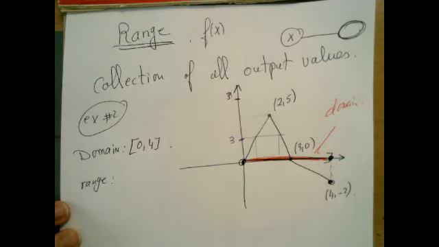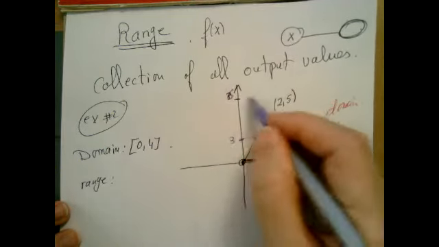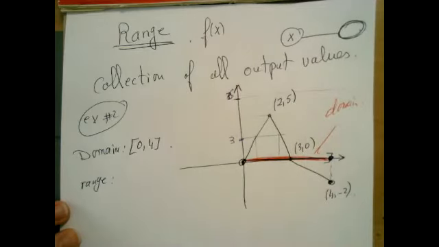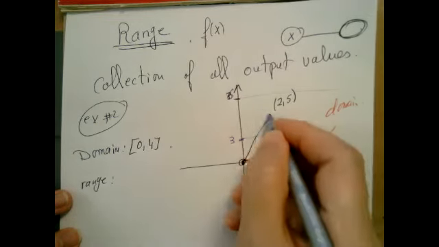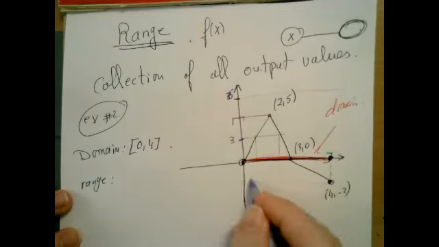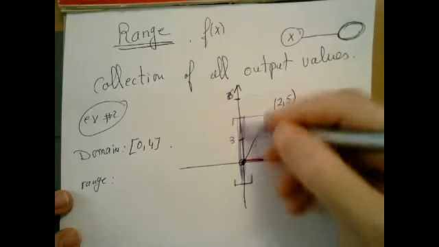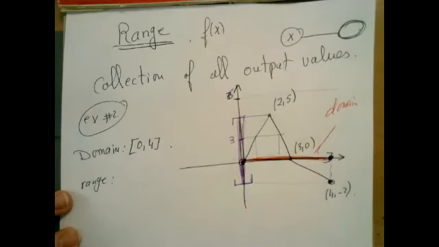Is 6 in the range? No. 6 right here, no. You can't find an input. Definitely not. So what is the range? Quickly: 5 to negative 2, because this is everything up to here and from here. So the range is this piece right there. That's the range of my function.